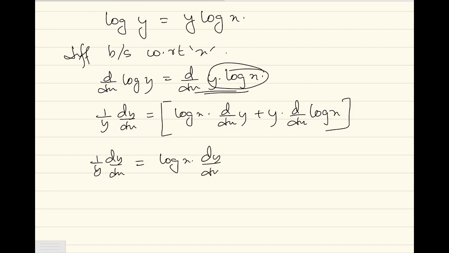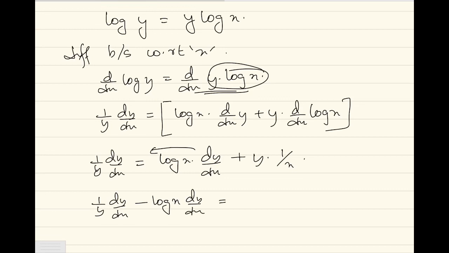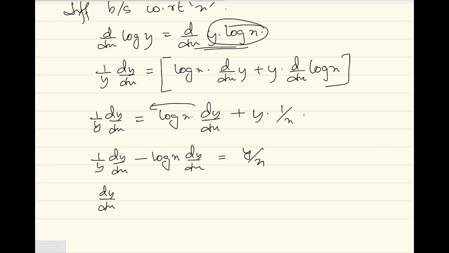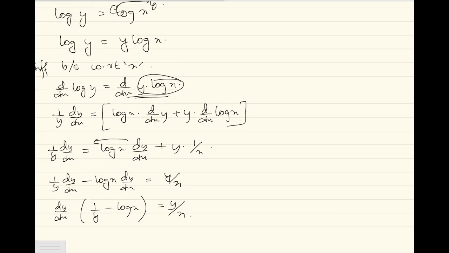So 1 by y dy by dx ultimately equals log x dy by dx plus y, and what is d/dx of log x? 1 by x. So that becomes this. So 1 by y dy by dx, and let's move this dy by dx to the other side, minus log x dy by dx equals y by x ultimately, correct? Finally dy by dx common, and I get 1 by y minus log x, equals y by x. So dy by dx will be y by x divided by 1 by y minus log x.